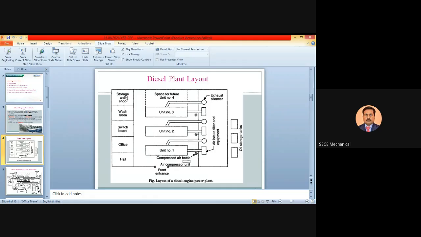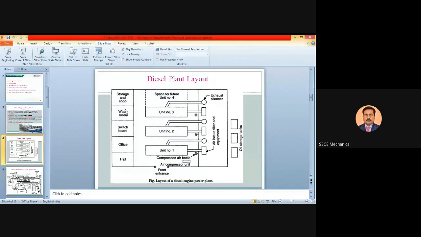The service person should take care of the entire diesel power plant unit, and some ventilation should also be provided. Ventilation is for the purpose of cooling the engine. Normally an air cooling system and a water cooling system are used. So you have to use some water arrangement, and for that you need some water room.